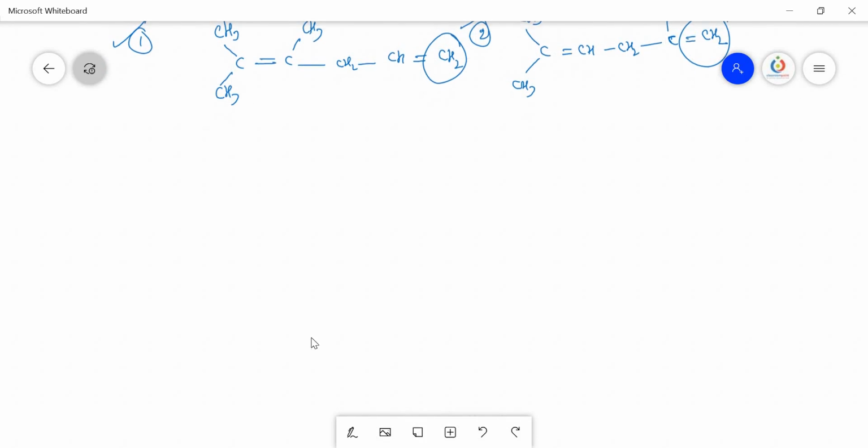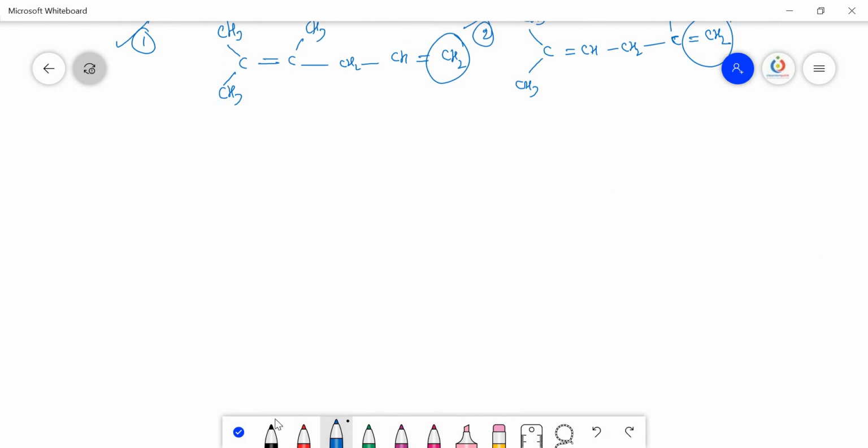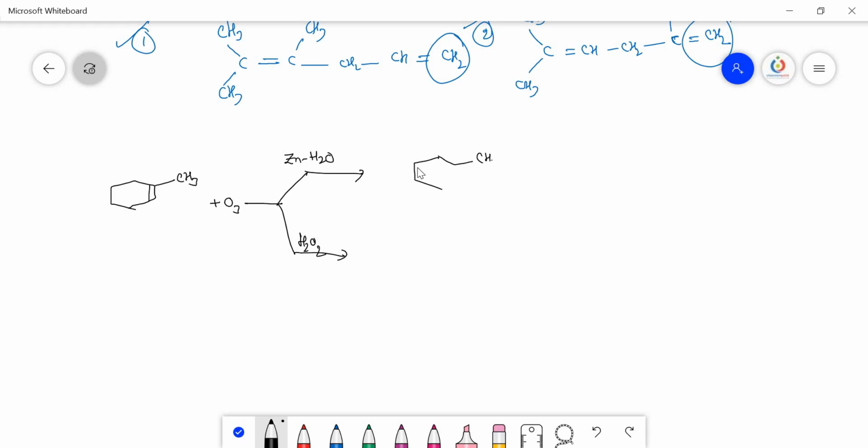Let's write down some more examples of this particular ozonolysis reaction. Ozone, zinc and H2O. Zinc and H2O means you need not be scared of this. Simply write down: break this double bond, put the oxygen. Break this double bond, put the oxygen. This is hydrogen, because here hydrogen is there. H2O2 means this is the keto part, this is the carboxylic part.